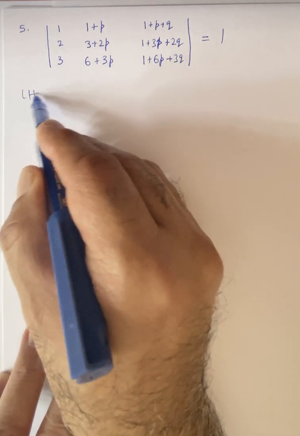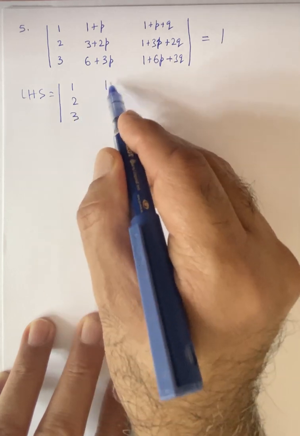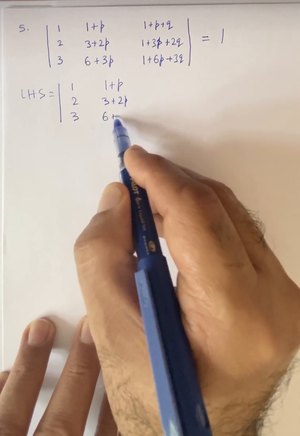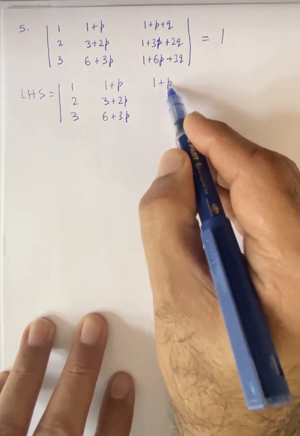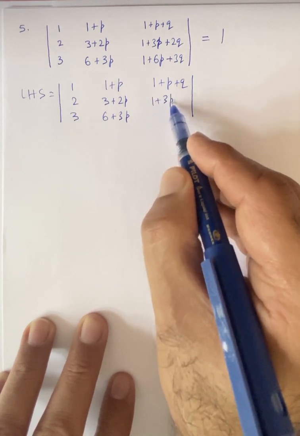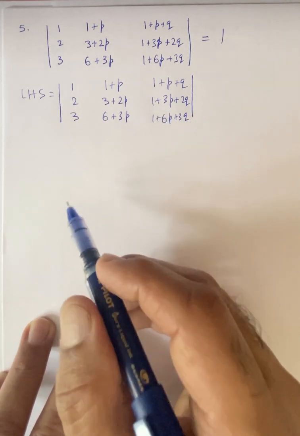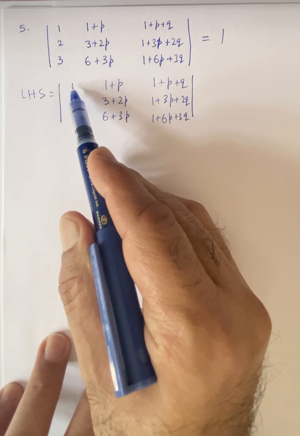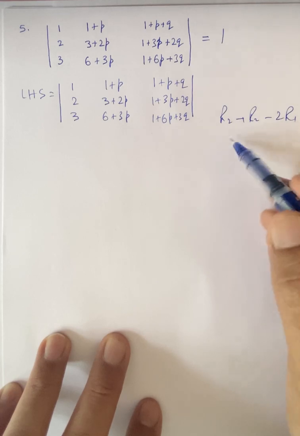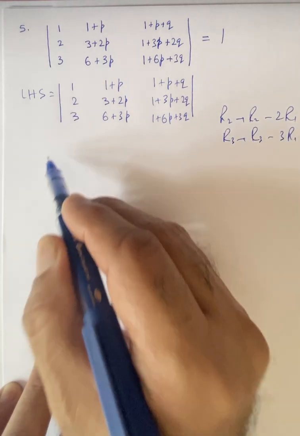So let's write the left hand side. It's 1, 2, 3. 1 plus p, 3 plus 2p, and 6 plus 3p. 1 plus p, 1 plus p plus q, 3 plus 2p plus q, 1 plus 6p plus 3q. So changing this minus twice of this, that's R2 minus 2 times R1 and R3 minus 3 times R1.